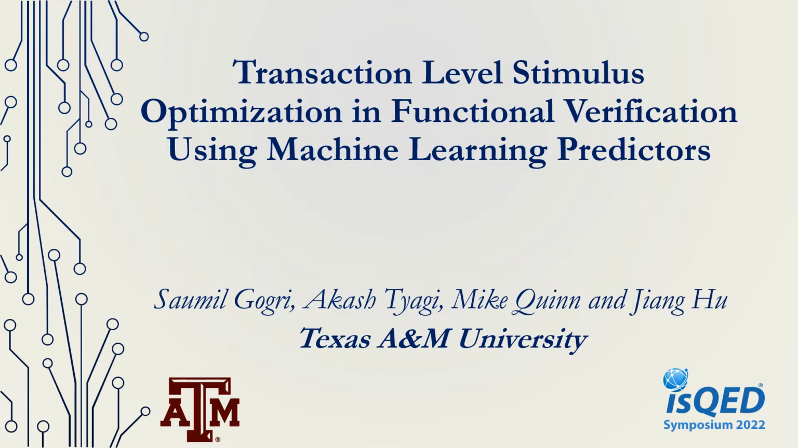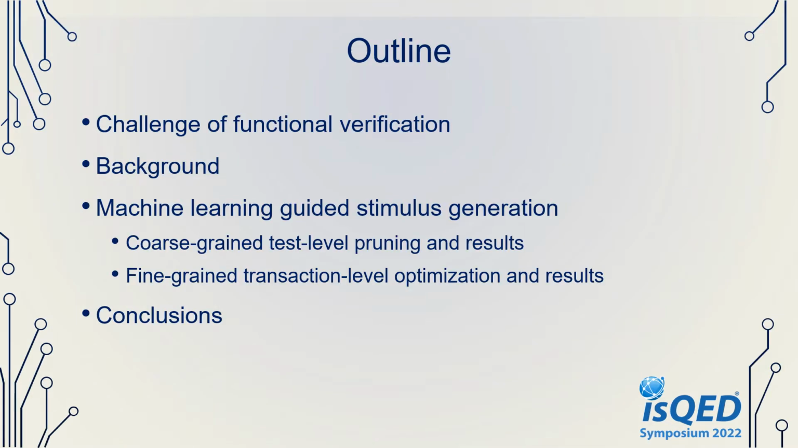I'm glad to present our work on transaction-level stimulus optimization in functional verification using machine learning predictors. This is the outline of this presentation. At the beginning, I will show the challenge of functional verification, and then I will introduce the background of this work. After that, I will describe the main machine learning techniques for functional verification, and at the end, I will give the conclusions.